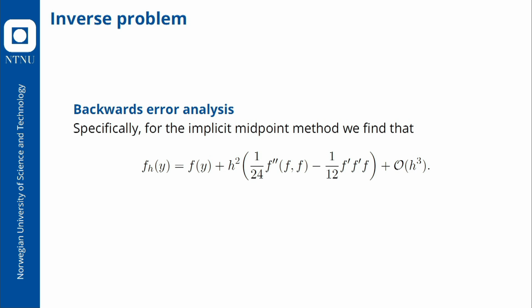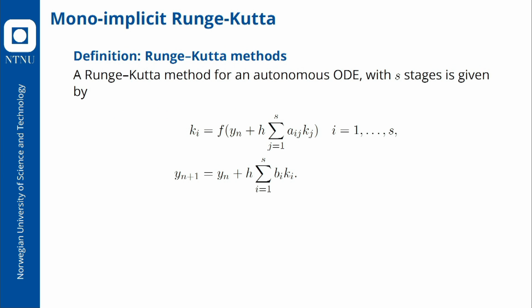Just as an example, if we consider the implicit midpoint method, it's possible to derive the inverse modified vector field on the following form. So with this motivation, let us consider higher order methods, because if we can use higher order methods, we would have a more accurate condition in our learning problem.